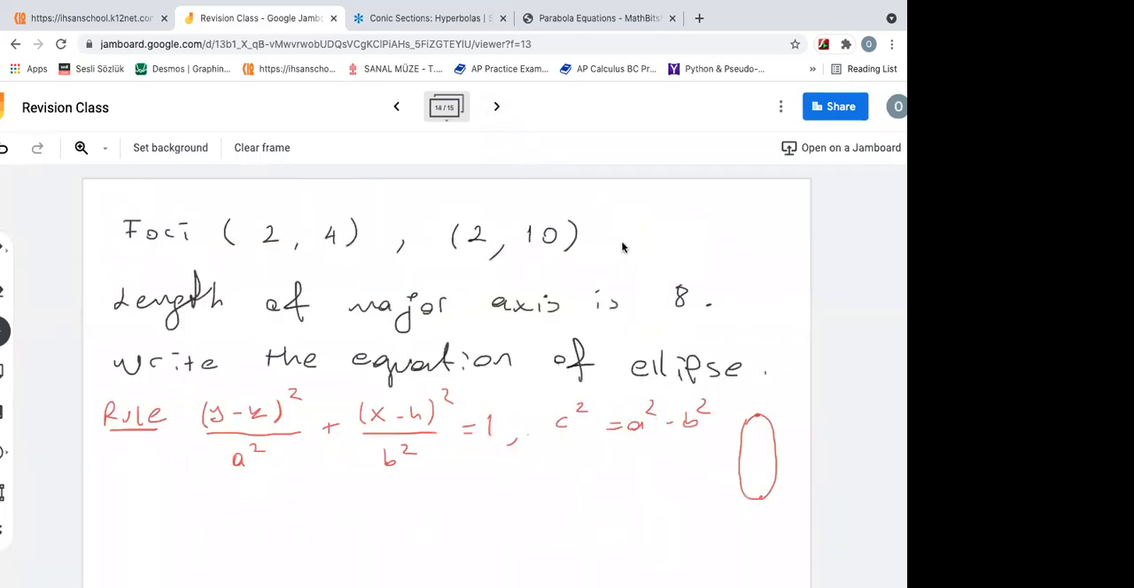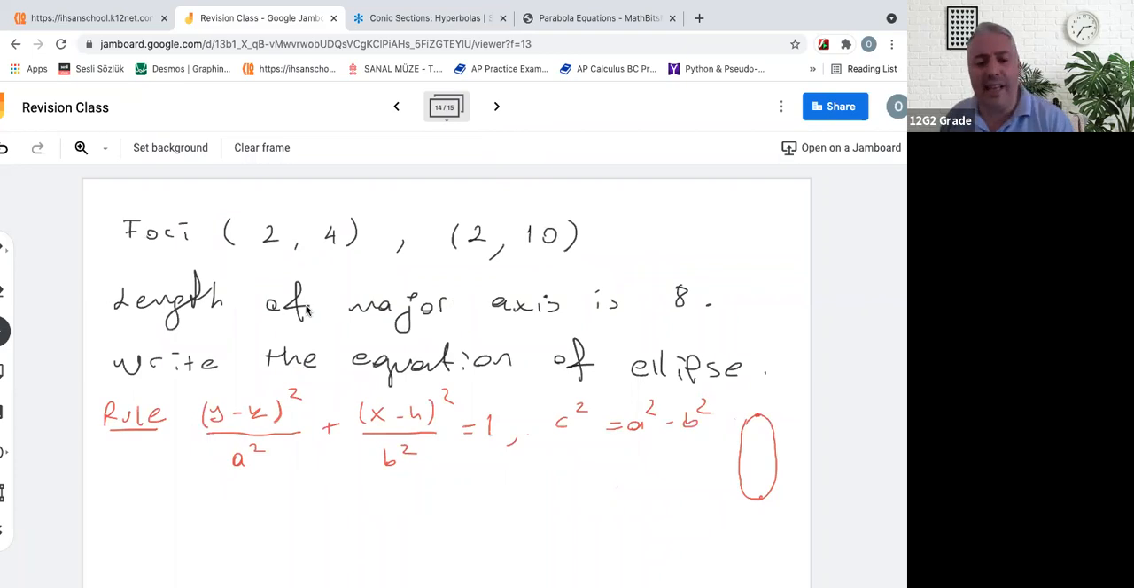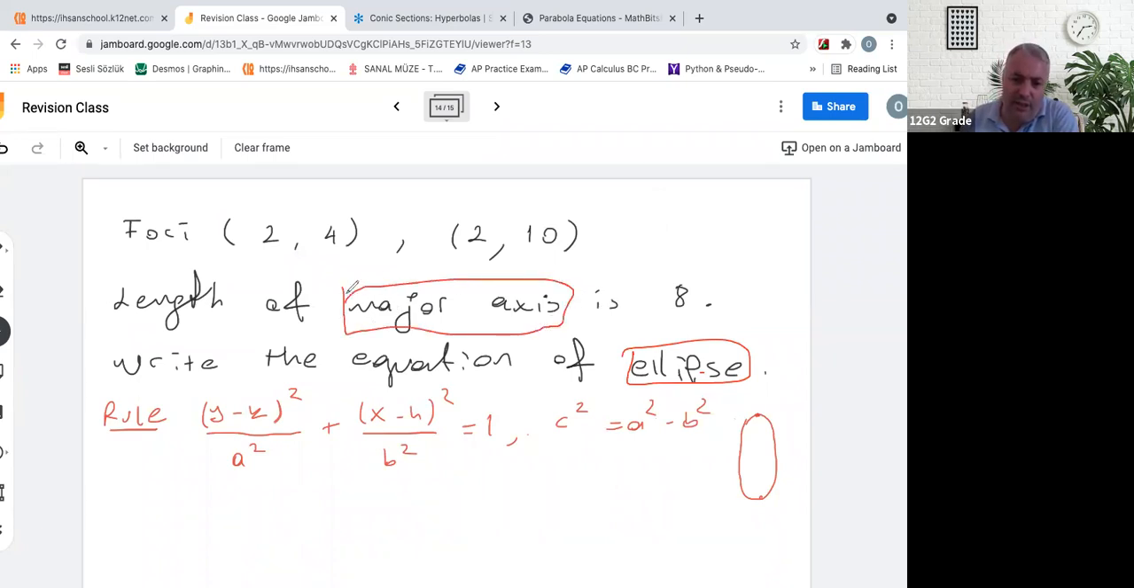It's enough. Now, it says that the length of the major axis is 8. First of all, this is an ellipse. Major axis means when you see major, this is 2A. If you see minor, it is 2B. Okay, keep this in your mind. So if 2A is 8, what is A? A is 4, isn't it?